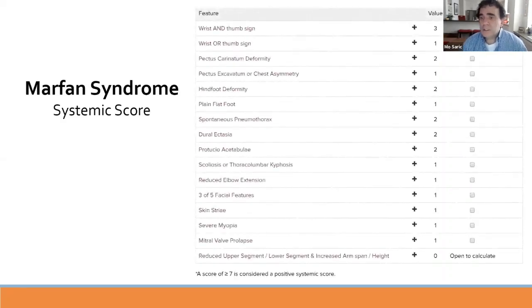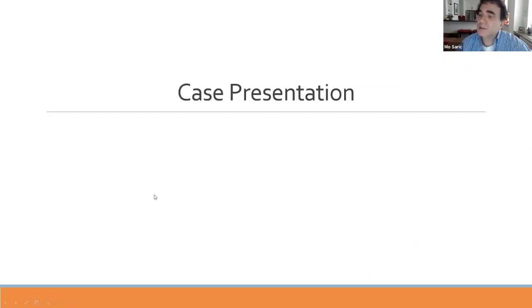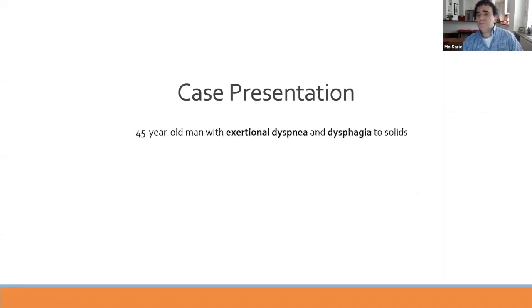So the diagnosis, there is no one particular test that is definitively diagnostic for Marfan syndrome, so therefore we rely on a systemic score, and many of them are available online, and there are point values for different findings. Based on the number of points, if it's a 7 or greater, it is a positive score, and the diagnosis of Marfan syndrome can be established. Let me show you a quick case of a Marfan syndrome.